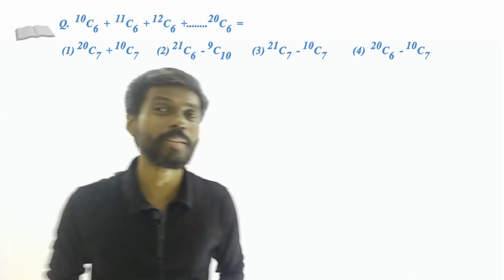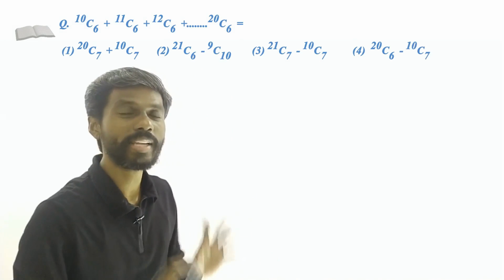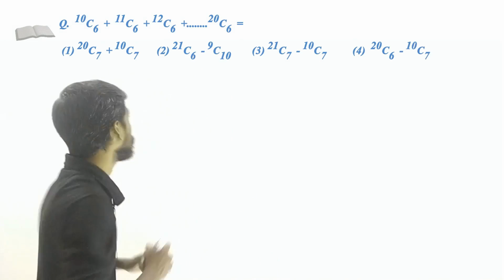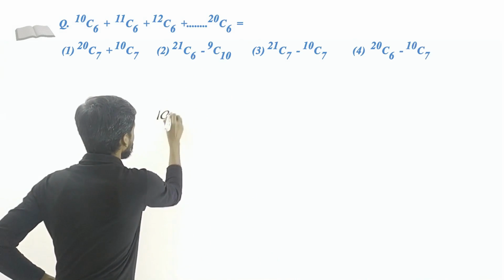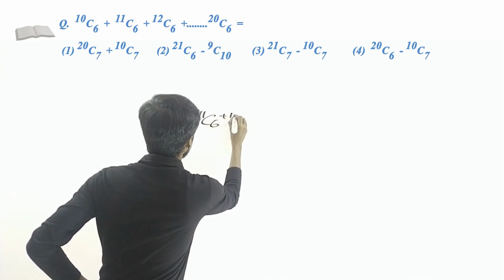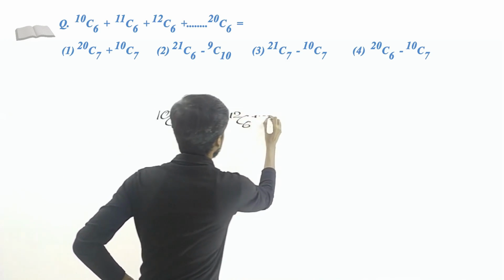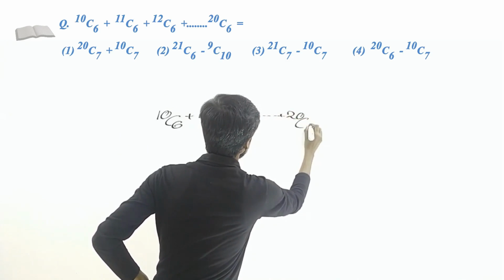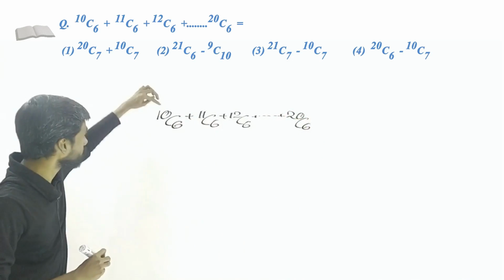This question is similar to the last question. We have to use the same formula, nCr plus nCr+1. What is given here is 10C6, 11C6, 12C6, etc. up to 20C6. Yes, this value, the n value, is increasing.